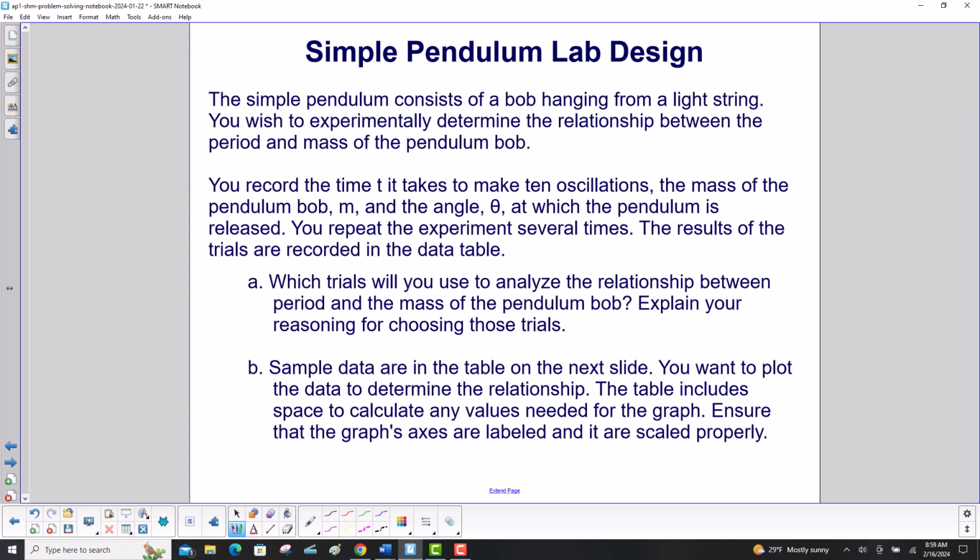A. Which trials will you use to analyze the relationship between period and the mass of the pendulum bob? Explain your reasoning for choosing these trials. B. Sample data are in the table on the next slide. You want to plot the data to determine the relationship. The table includes space to calculate any values needed for the graph. Ensure that the graph's axes are labeled and are scaled properly.